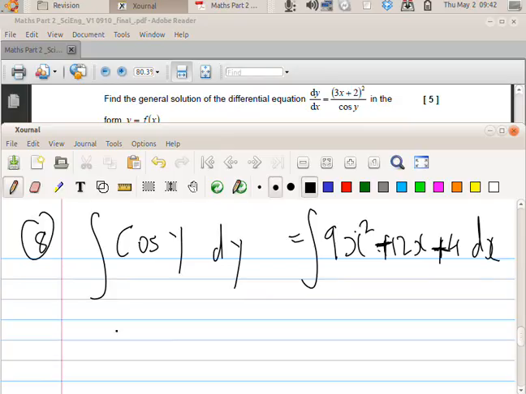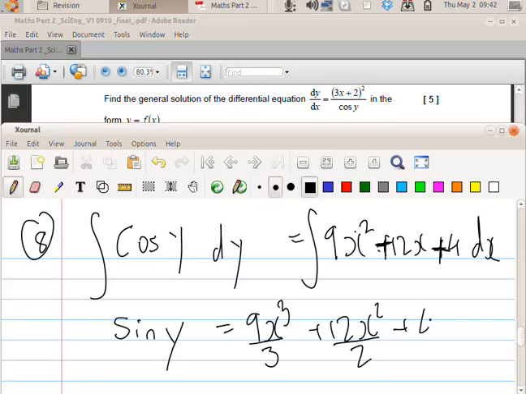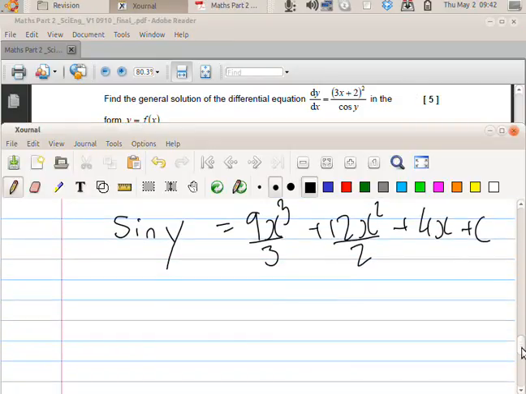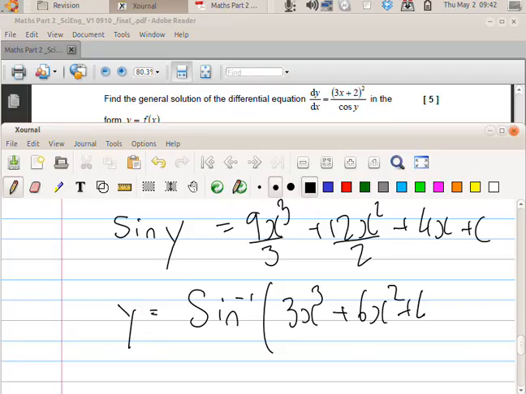Okay, so the antiderivative of cos y is sine y. Sine y equals 9x cubed over 3 plus 12x squared over 2 plus 4x plus c. He doesn't care about the c. So you get y equals sine inverse of 3x cubed plus 6x squared plus 4x plus c.